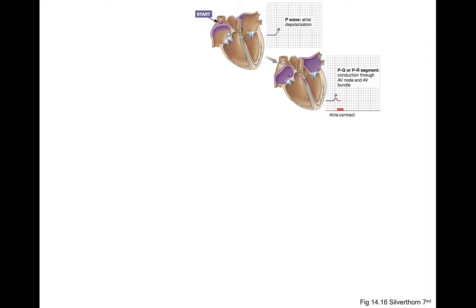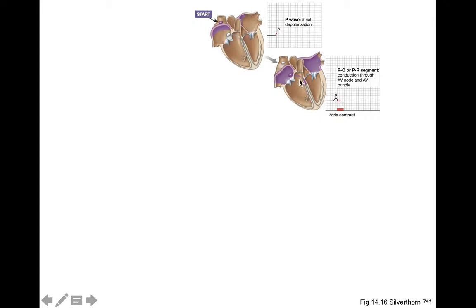Once the atria are completely depolarized, the ECG trace has returned back to baseline. So we only see a deflection in the ECG trace when parts of the heart are in the process of either depolarizing or repolarizing. If the whole part of the heart is either depolarized or repolarized, it is baseline. It's only when it's sort of halfway through doing one or the other that we see this deflection.